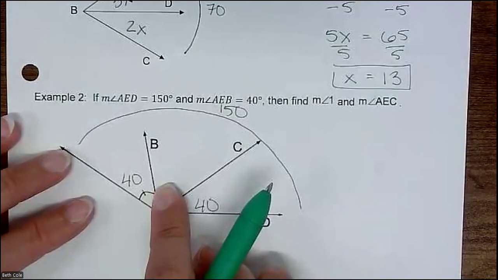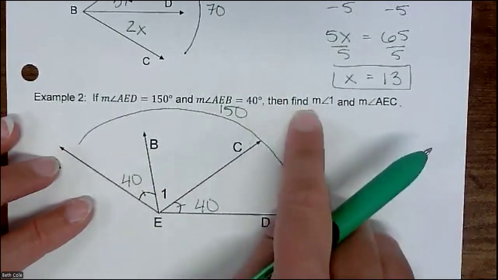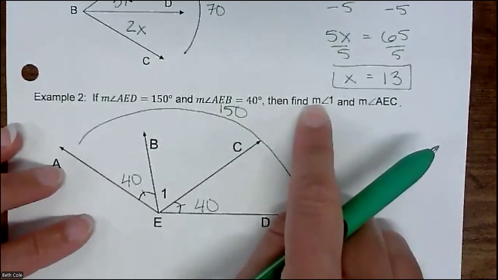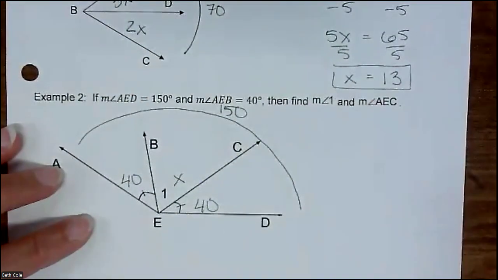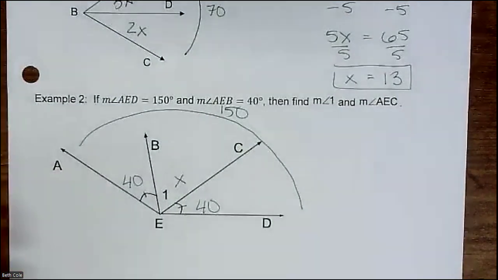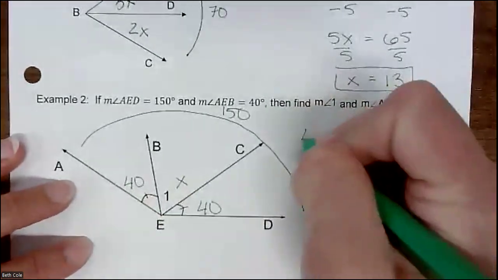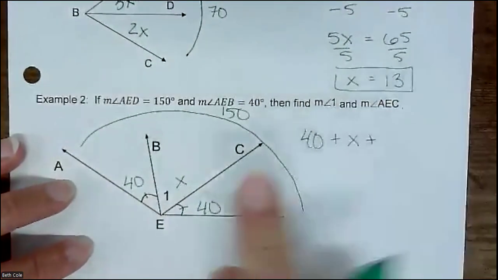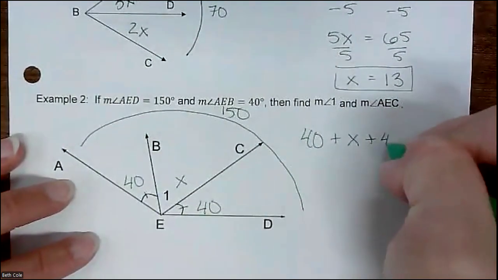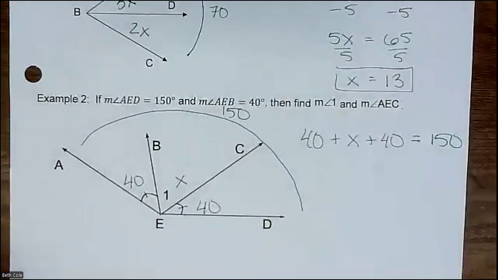All right, and then do they give us this one? Oh, no. Okay. Find the measure of angle 1. Can we call that x just for the sake of it? I don't like calling it measure of angle 1. Let's just call it x. All right, let's set up a problem. It's going to be 40 plus x plus 40. All three of those together equals 150.